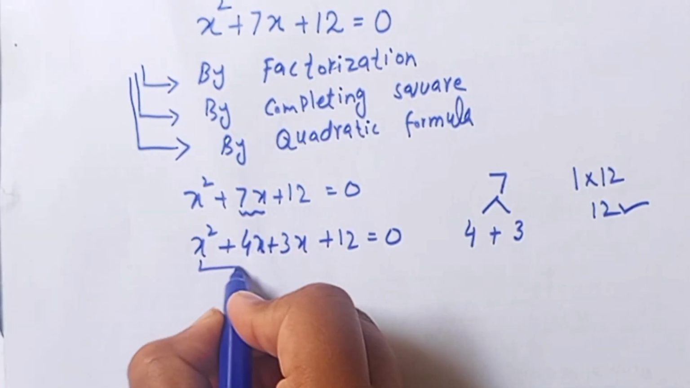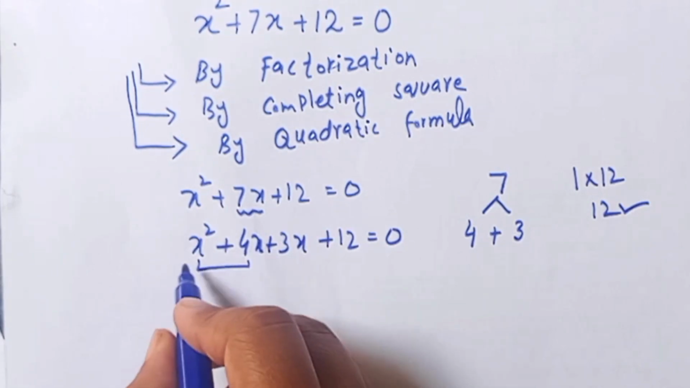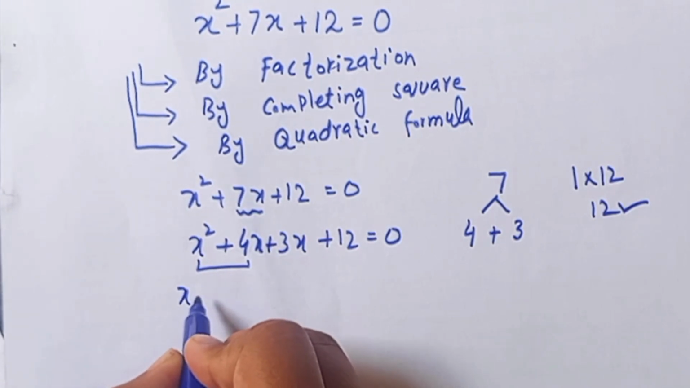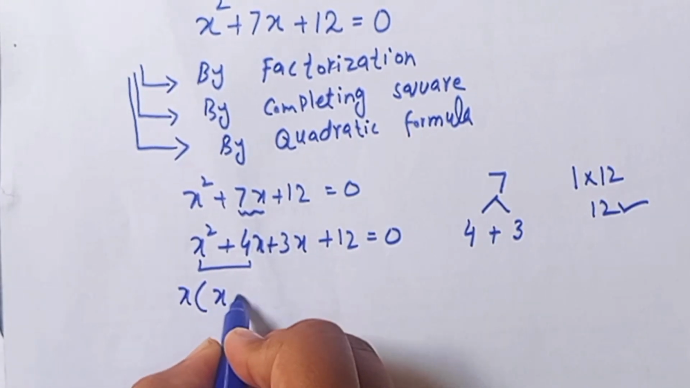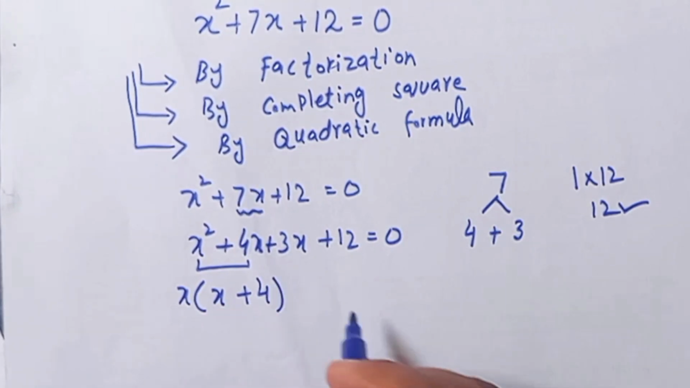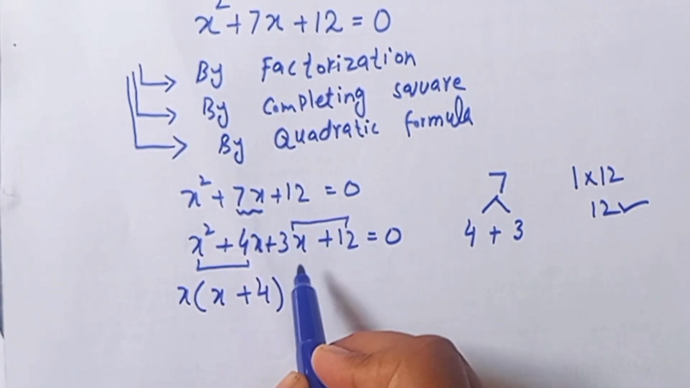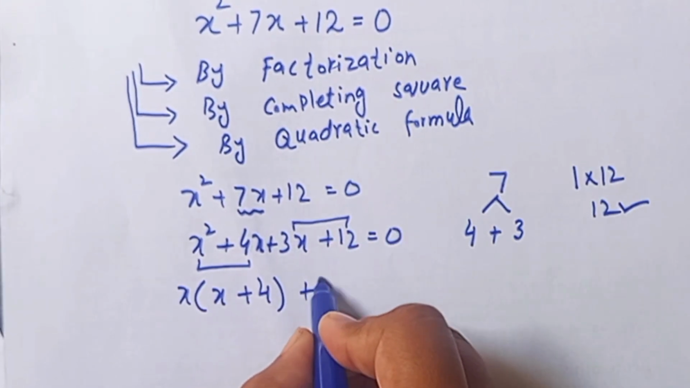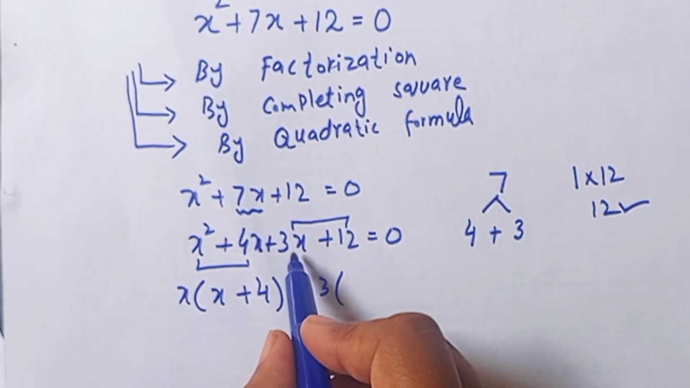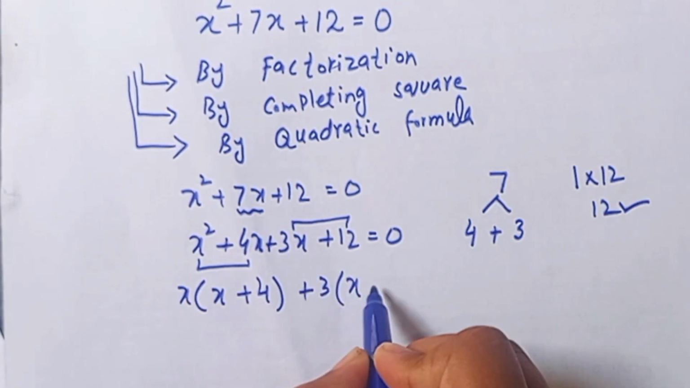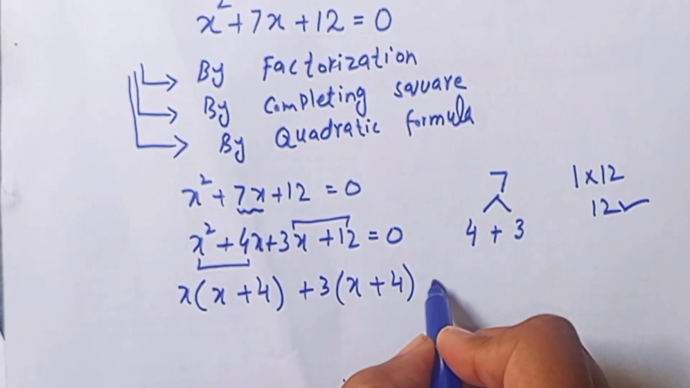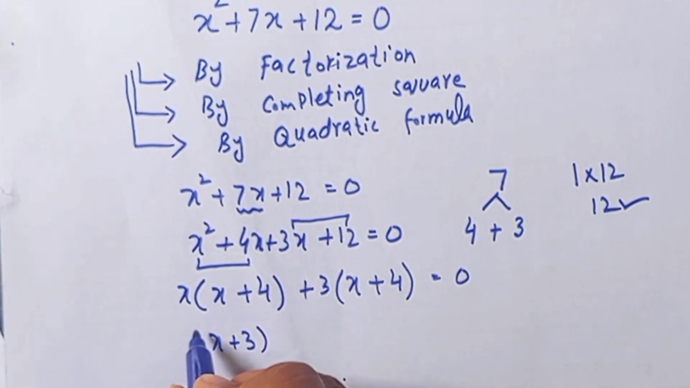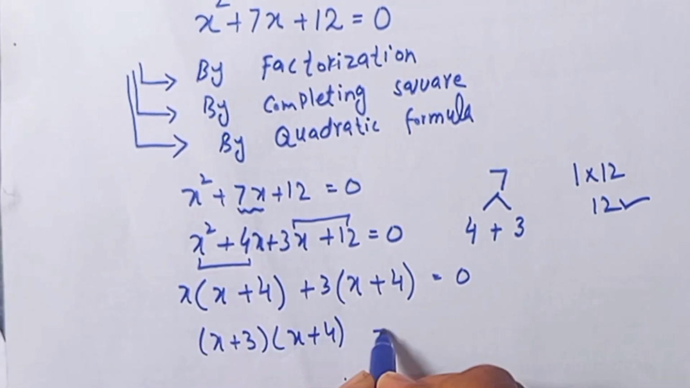Now look at the first two terms. We find a common factor, which is x. So we factor out x. The first term will become x, plus the second term will become 4. And now look at the last two terms. We find the common factor, which is 3. So this will become x plus 4 for the last term. It's equal to 0. In the next step, we write this as x plus 3 multiplied by x plus 4, it's equal to 0.